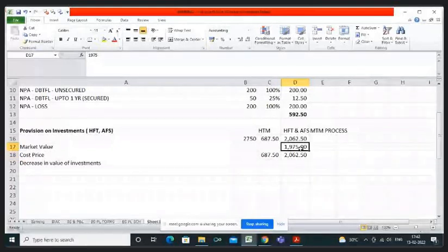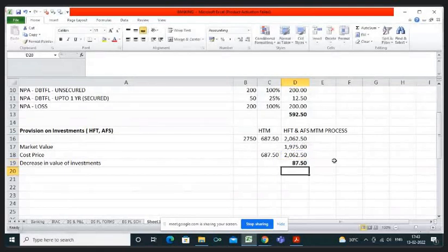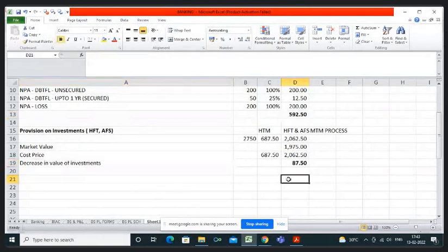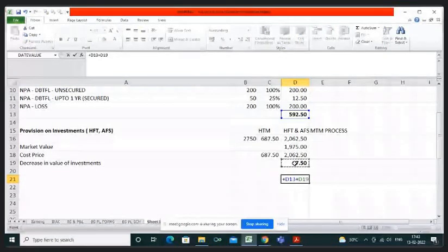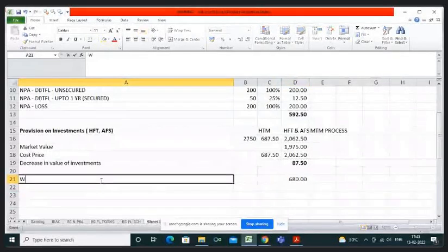We have to make a provision. How much? 2062.50 minus 1975. You have to make a provision of 87.5 thousand. This is because of the decrease in value of investments. So for provisions and contingencies, you have to add the NPA provision as well as provision for diminution in the value of investments. So that value will be 680. So you have to write a working note.